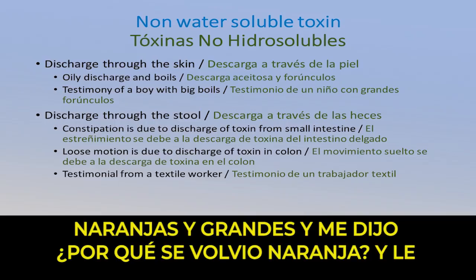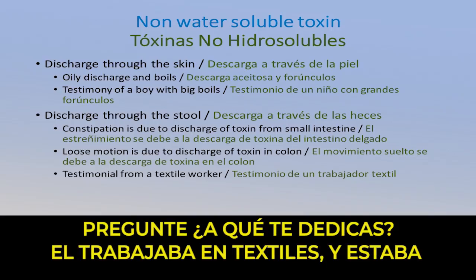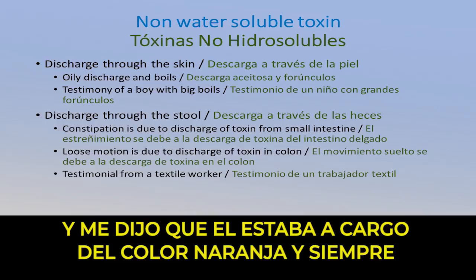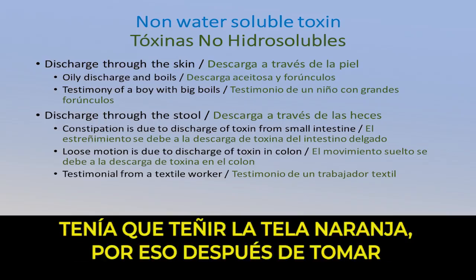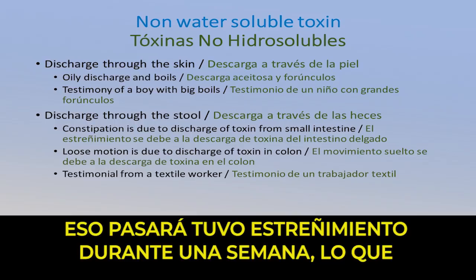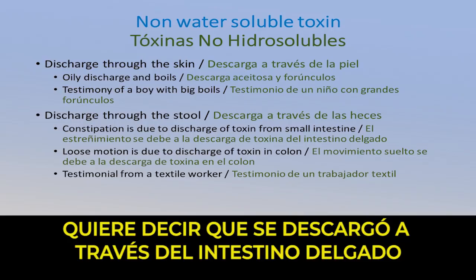Then he asked, why did the color become orange? Then I asked him, what is your profession? He's working in a textile company, in charge of saris. What color are you using to dye the cloth? And sure enough, he is in charge of the orange color. He always dyes the cloth orange. That's why after taking Ganoderma, the stool that came out was also orange. And before the stool came out, he had constipation for 1 week. That means this was discharged through the small intestine.